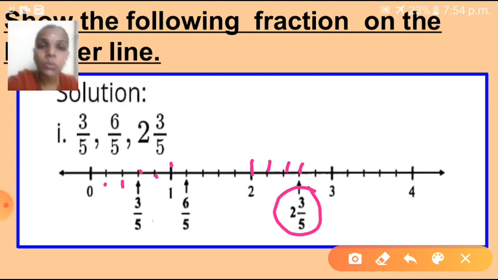So children, first what you have to do? You have to make a line. On that line you have to make a unit next. Next one is that every unit you have to divide into equal parts. You have to see the denominator, it will come to know. Afterwards from 0 you have to count. So it will come to know which fraction will come on which place. Understood, children? Shall I go to next? One more sum is there. Shall we solve? Yes.